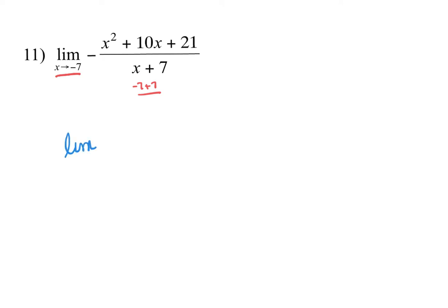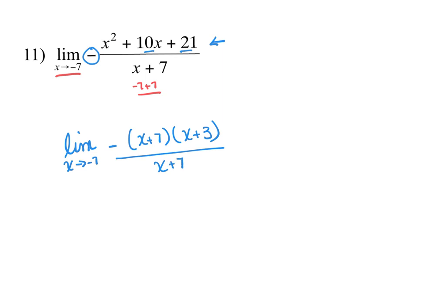And so I have this limit as x approaches negative 7, and so I'm going to factor this numerator. Don't forget there's a negative here, but you can just leave this kind of hanging out here. Factors of 21 that add up to 10, well, that is 7 and 3. So I have x plus 7 and x plus 3 all over that x plus 7. And now you can see those x plus 7s are going to cancel. And so now I have the limit as x approaches negative 7. Again, don't forget this little negative hanging out here. Negative, and then I just have the x plus 3 left.